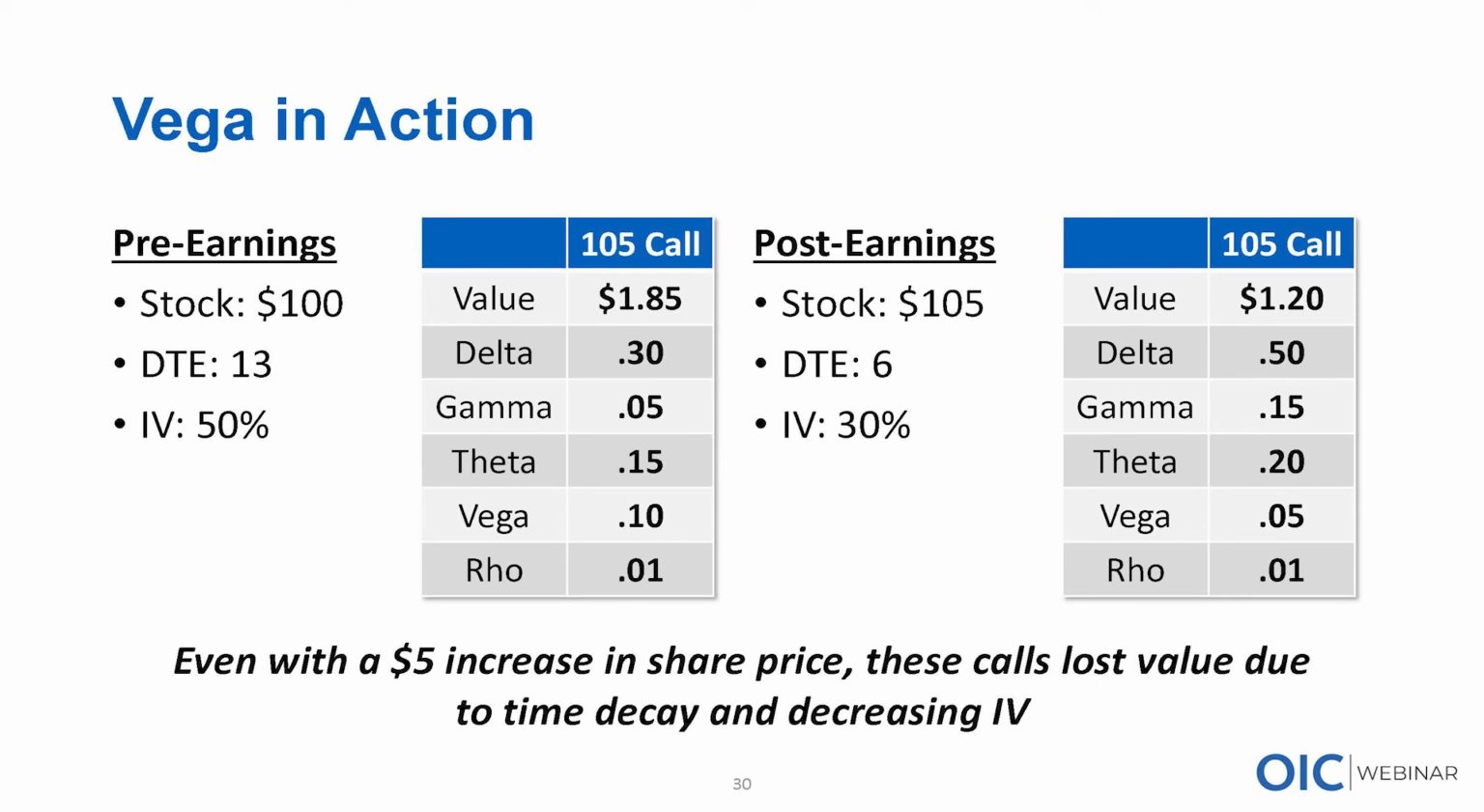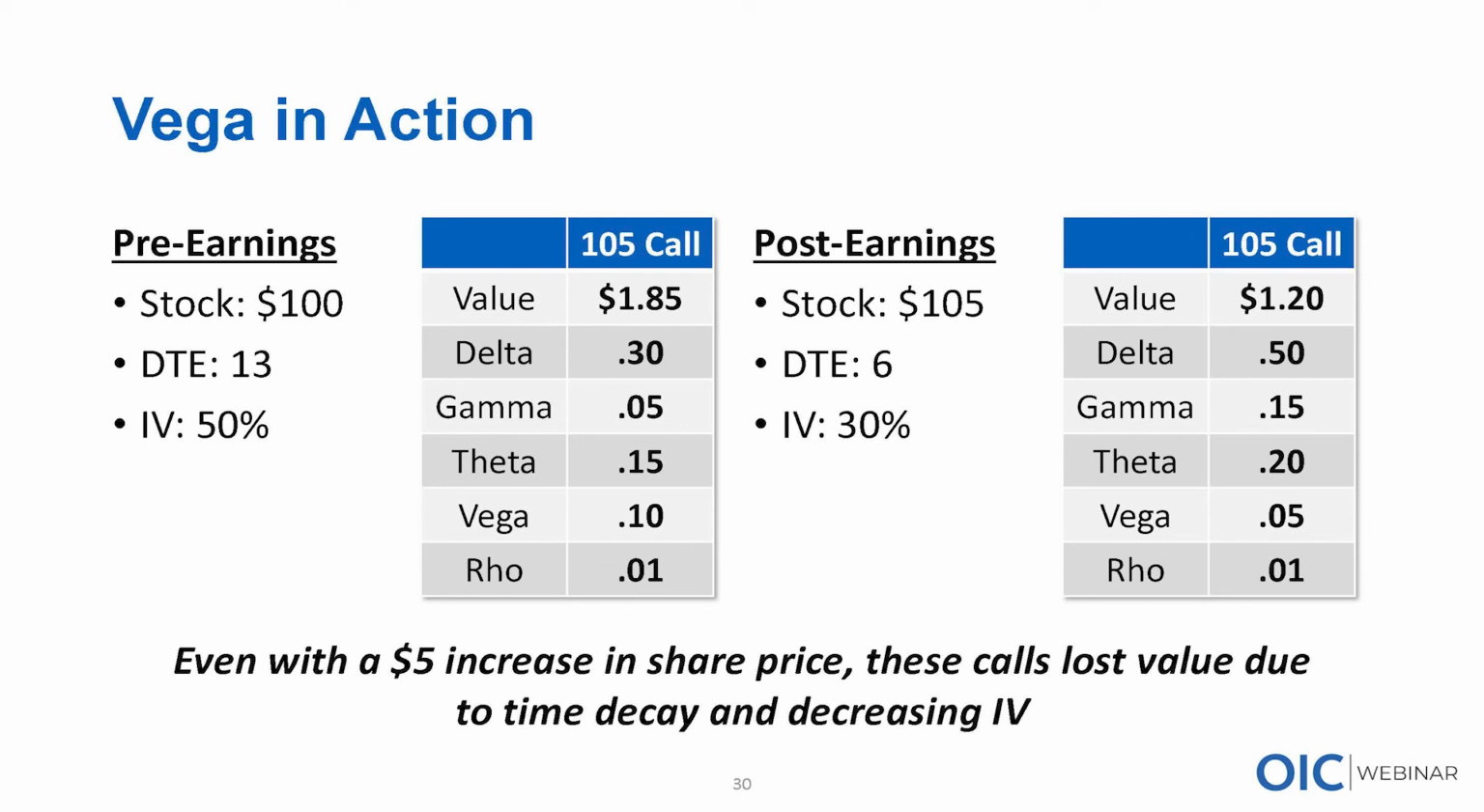So let's take a look at a volatility example. We have a stock that's trading right around 100, and we've got 13 days to go to expiration, and the volatility is 50. As earnings are coming up, maybe the volatility in this case is a little high, and the calls are trading at $1.85. We're bullish on the stock, and we think the stock is going to go up, so we decide to buy these calls.